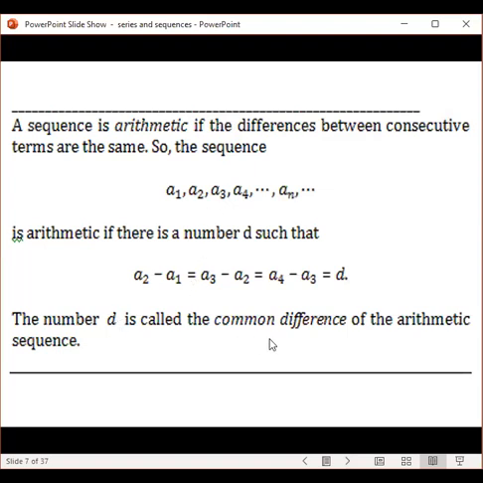Take note that the common difference d would be constant, meaning if the difference between a sub 2 and a sub 1, for example, is equal to 5, then the difference between a sub 3 and a sub 2 must be equal to 5. They all must have the same common difference. By the term itself, common, they have to have the same difference.